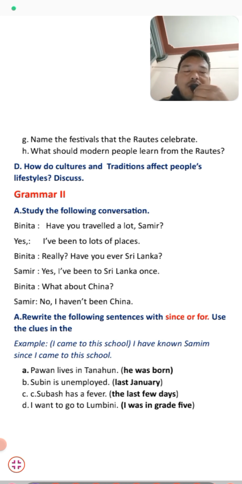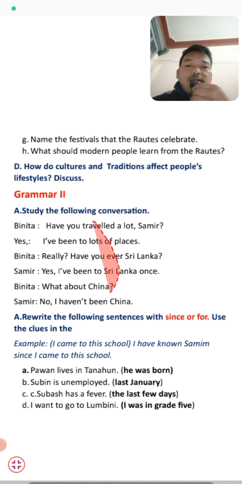Benita: Have you traveled a lot, Samir? Samir: Yes, I have been to lots of places. Benita: Really? Have you ever been to Sri Lanka? Samir: Yes, I have been to Sri Lanka once. Benita: What about China? Samir: No, I haven't been to China.